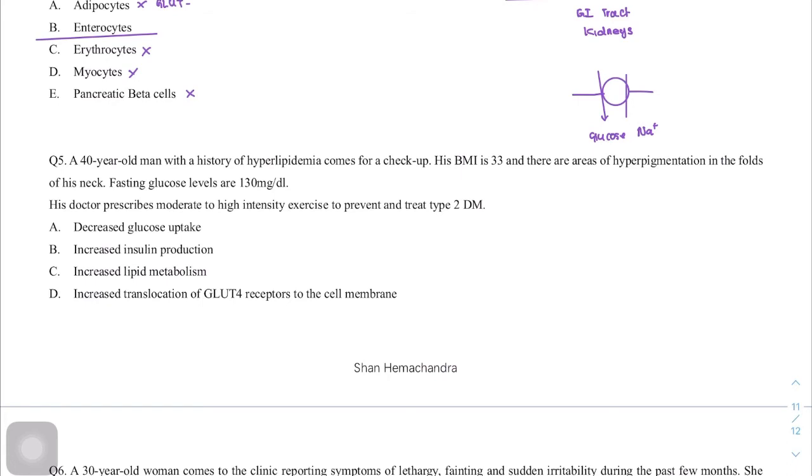So this is GLUT4, GLUT1, GLUT4 and GLUT2.